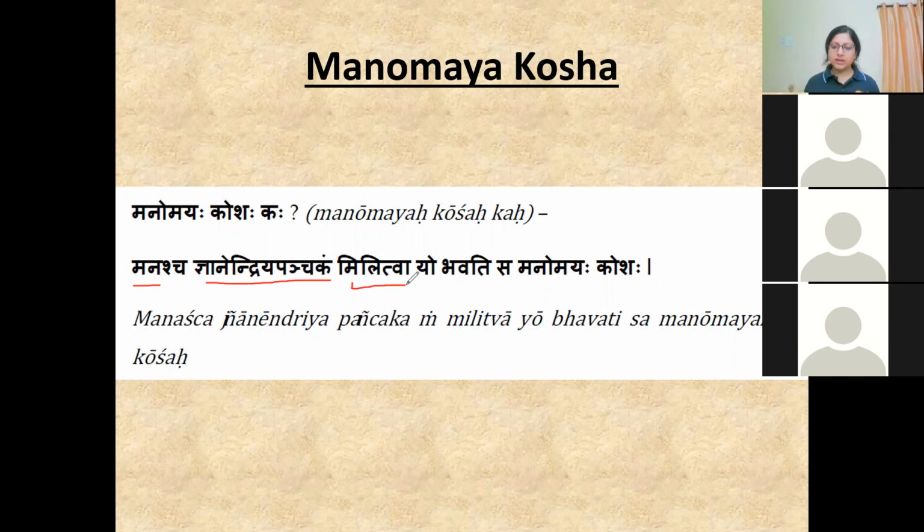Okay, so this is the information gathering capacity using the jnanendriyas, and then this manaha represents the doubting faculty of the mind. Sankalpa vikalpatmaka manaha. This or that, doubting. Okay. So this is manomaya kosha.